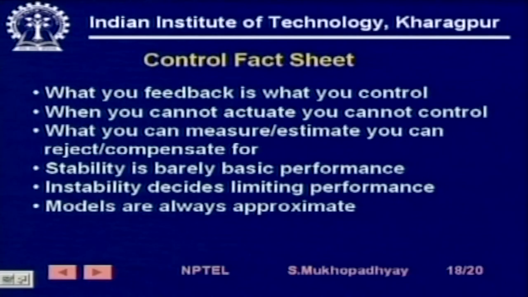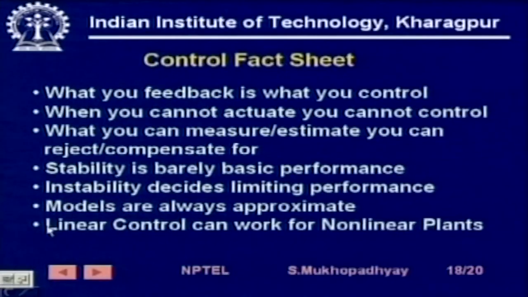And models are always approximate. Most systems are actually nonlinear, but that does not mean that we cannot work with approximations. Linear control can work very well for nonlinear plants, but sometimes nonlinear control may work better. But 95% of industrial controllers are linear.